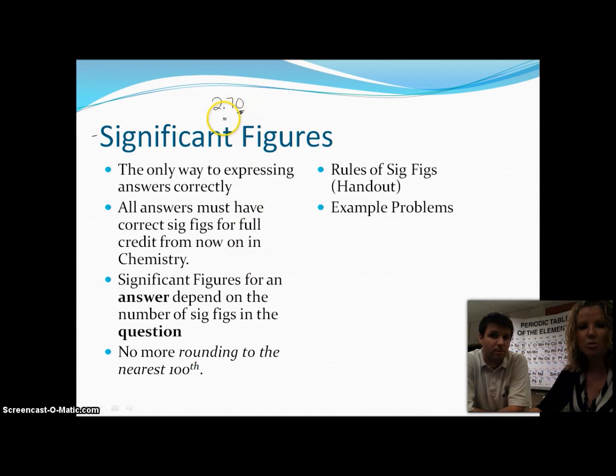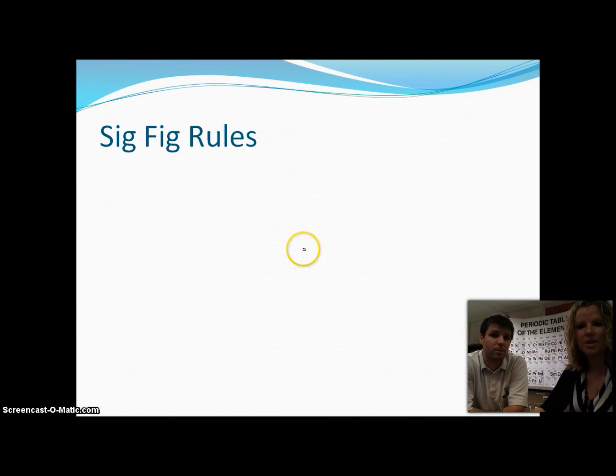So we're going to tell you what they are, obviously, and in order to get full credit, you'd have to have the right amount. Significant figures for an answer, this is a very interesting sentence here, depend on the number of sig figs in the question. Hopefully you can look back on this bullet later and really understand what that means, because there's not a set rule for just all answers. It's going to be question dependent. So let's go ahead and look at our rules for significant figures.